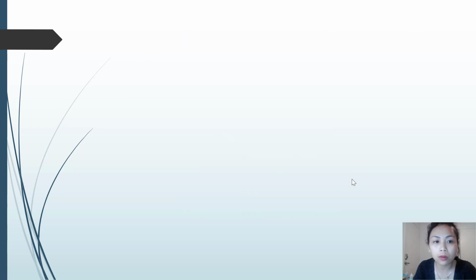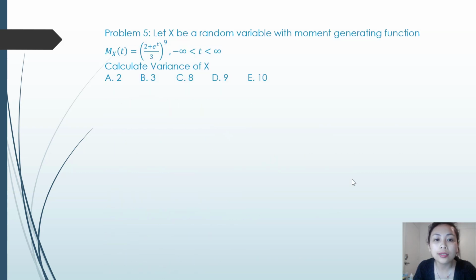Now we go to the last problem today. Let X be a random variable with moment generating function M_X(t) equals ((2 plus e to the t) over 3) to the 9. Calculate the variance of X. So this is a moment generating function. Remember the variance of X is E[X squared] minus (E[X]) squared. E[X squared] is the second derivative of the moment generating function at t equals 0, and E[X] is the first derivative.